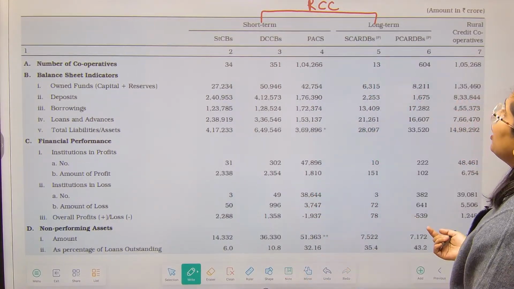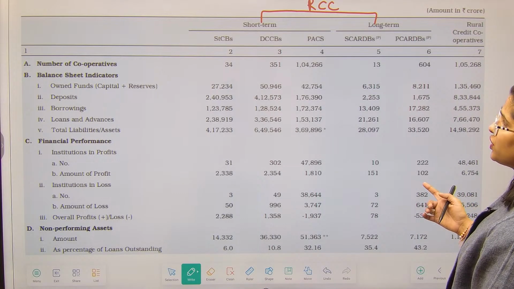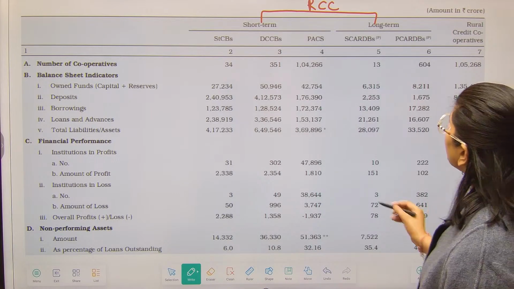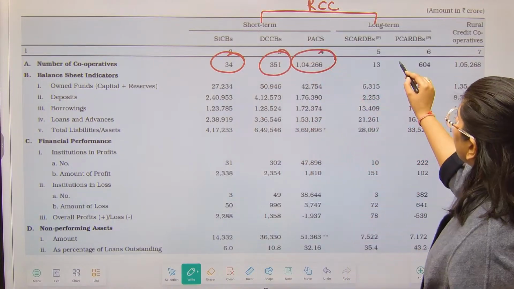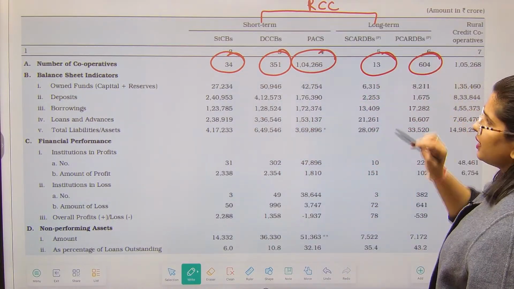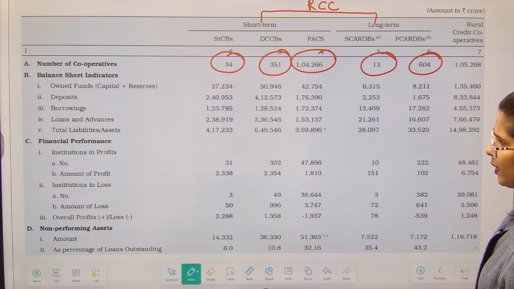And then over here, your state level agriculture and rural development bank and primary level agriculture and rural development banks are there. You can see the numbers. कितने हैं, right? What is their presence in numbers? Then we see the balance sheet indicators has also been provided. Please do not go for that, right?